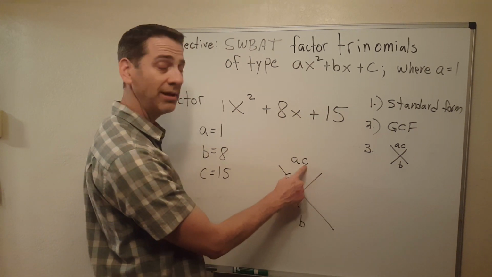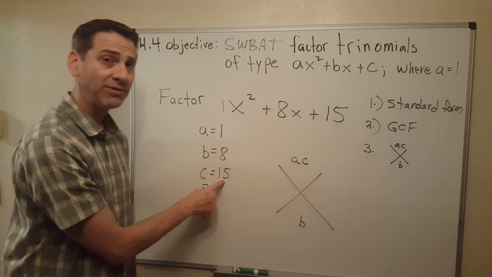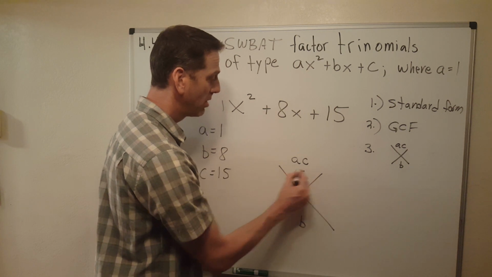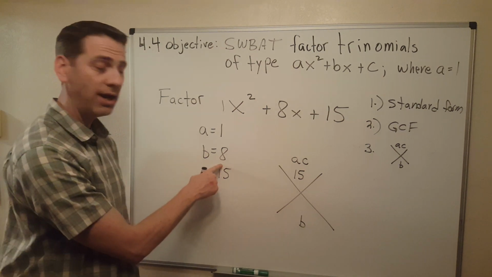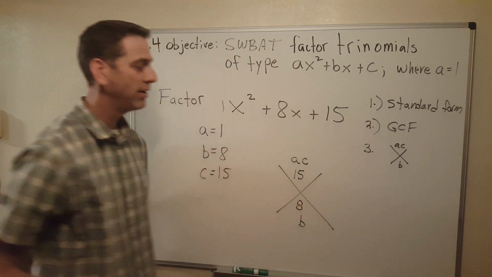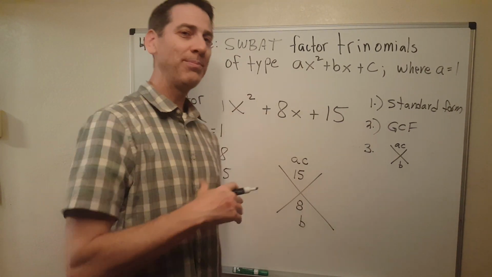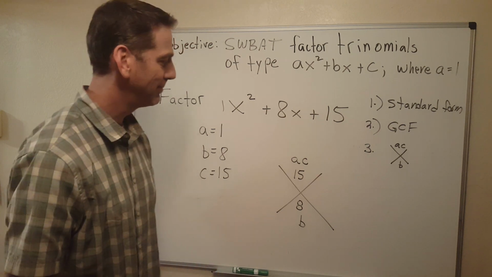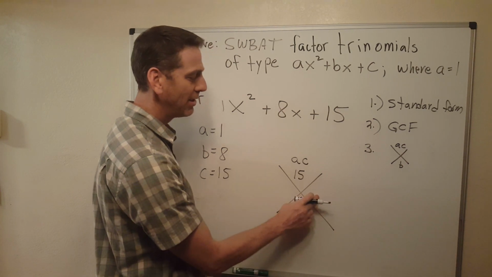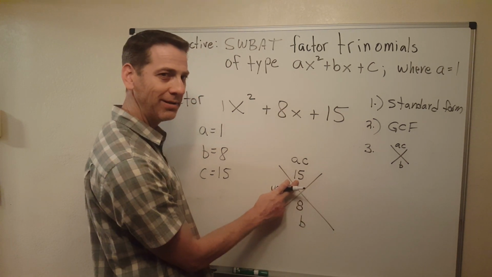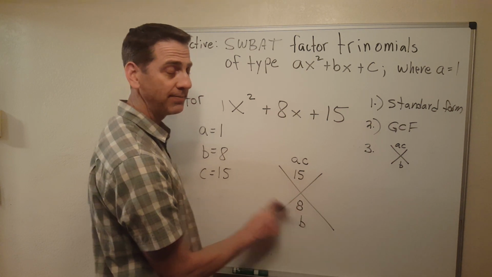So what's A times C in this case? Well, A is 1, C is 15. So 1 times 15 is 15. And B, well, that's just 8. So I'm going to put the 8 right there. Now here's where that concept that we just talked about is really going to help out. I want to find two numbers that multiply to give me 15 and add or subtract to give me 8.